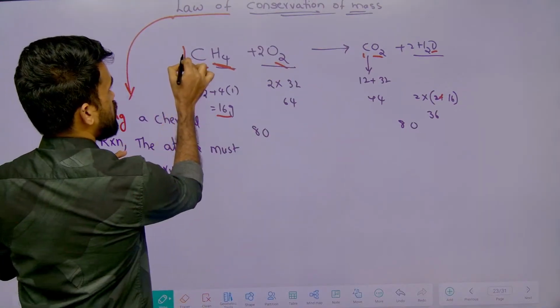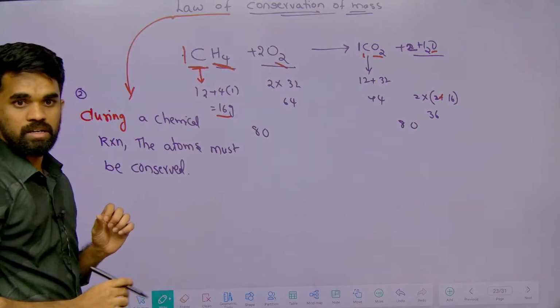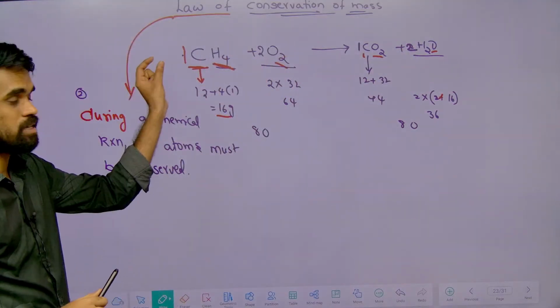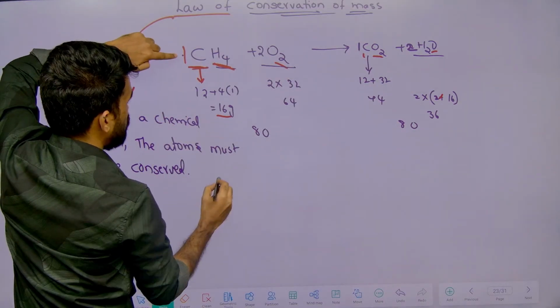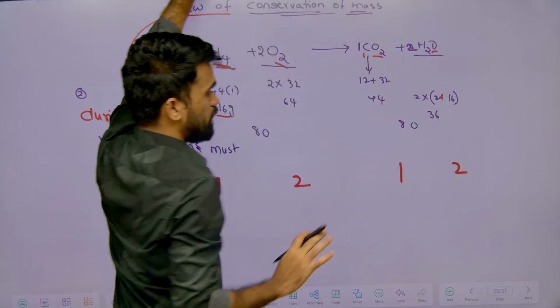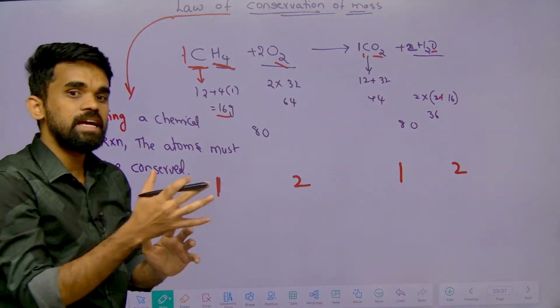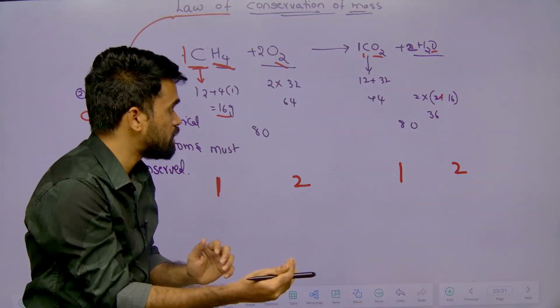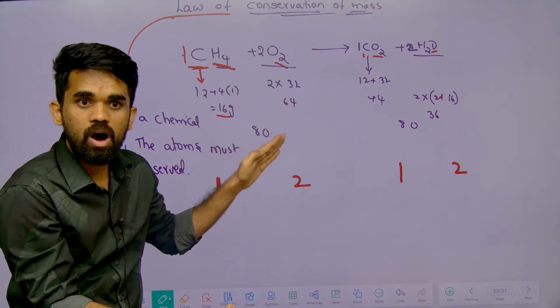These are called stoichiometric coefficients, whatever numbers we write in front of the formulas in the equation. So what is the use of the stoichiometric coefficient? Here we are seeing 1, 2, 1, 2. Theoretically you can say that 1 mole of methane requires 2 moles of oxygen.